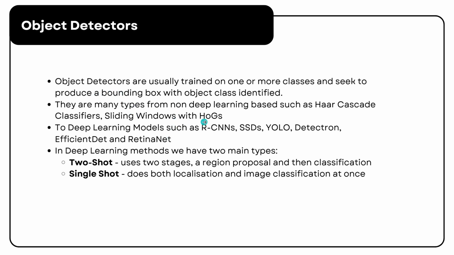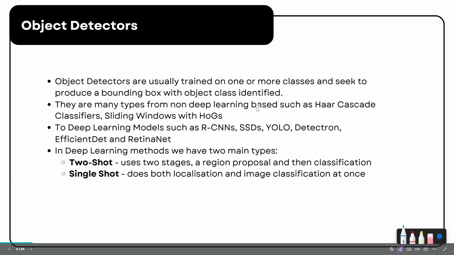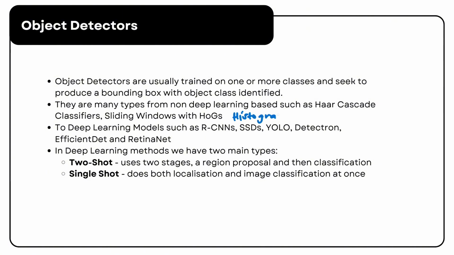Some are traditional methods, like Haar cascade classifiers, or sliding window with HOGs. Let me write this up. The HOG uses a histogram of oriented gradients, or some call it hogs or hugs. These are the traditional types of object detectors. Traditional object detectors are not based on deep learning. These are the older methods, which were foundational but limited in accuracy and flexibility.